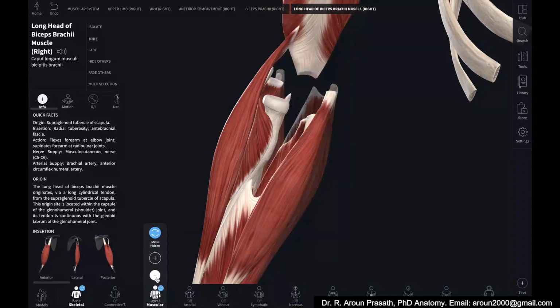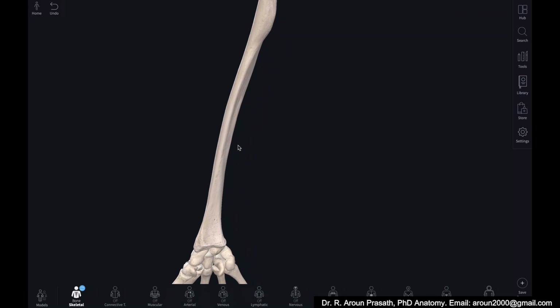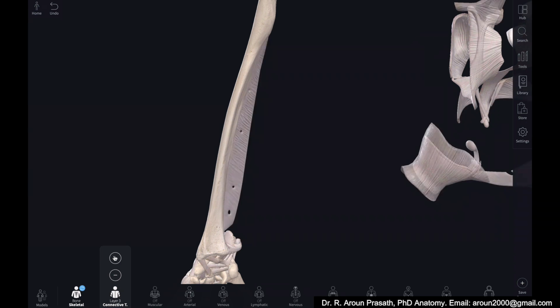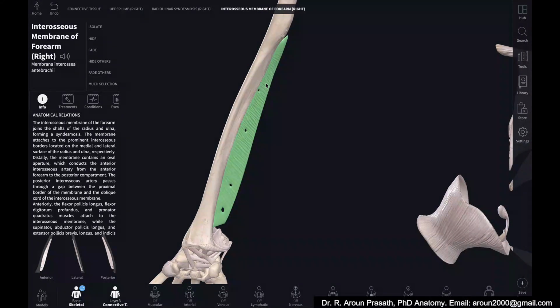Now coming to the shaft of the radius. The medial border of the radius is sharp, and that is called the interosseous border. Like the interosseous membrane, it attaches both the bones, and also gives a place for muscle origin. This border is called the interosseous border.